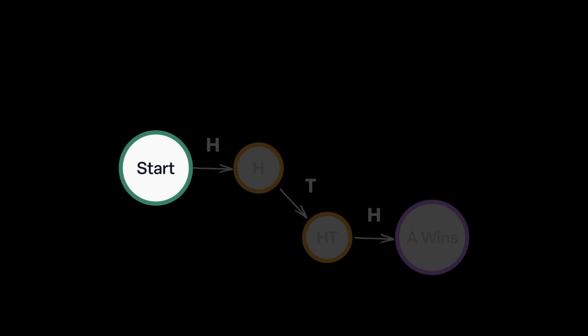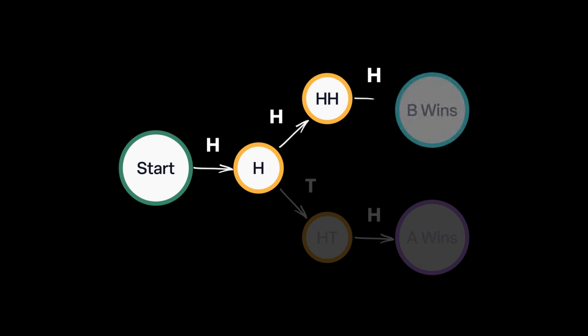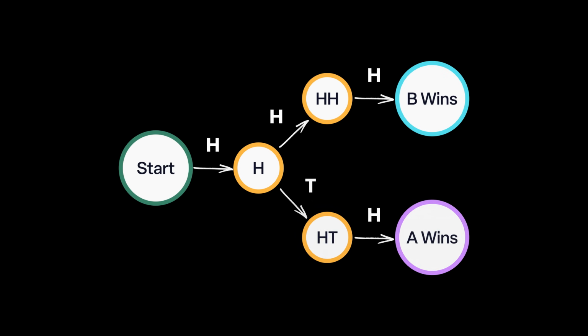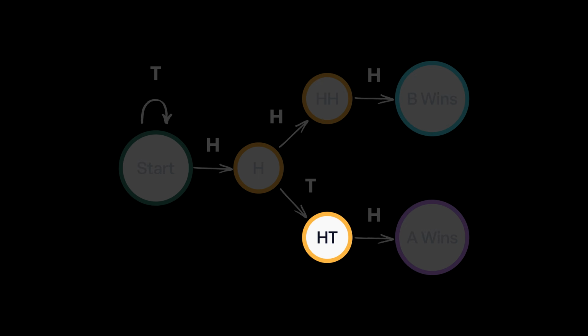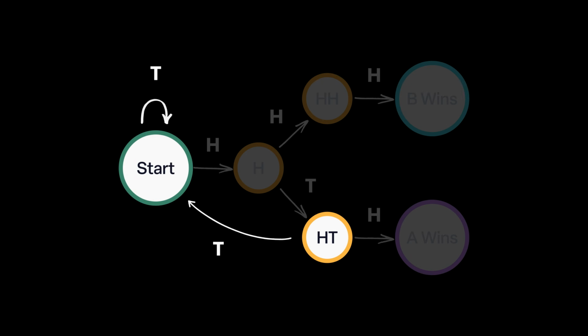Going back to the start, how can Bob win? He'll need a heads, which we already have a state for. From there, he'll need a second heads, followed by a third heads. We still need to fill in some of the other arrows. For example, at the start, if we get a tails, we'll just stay where we are. Next, look at state HT. If we get a tails, where shall we go? We'll go back to the start.